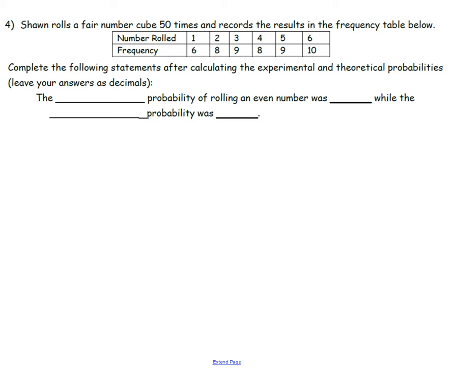Okay, so number 4. Roll the cube 50 times. Show the results on our chart. What are the experimental and theoretical probabilities? So we can just put in theoretical up top, experimental on the bottom. If you already did this and you didn't put them in that order, that's fine.